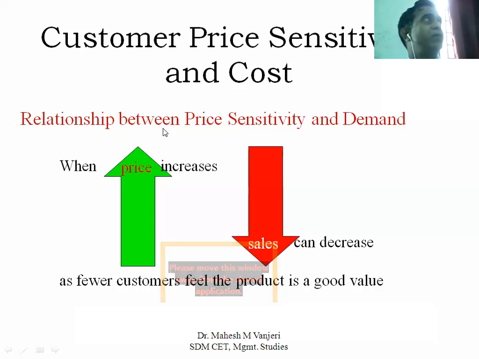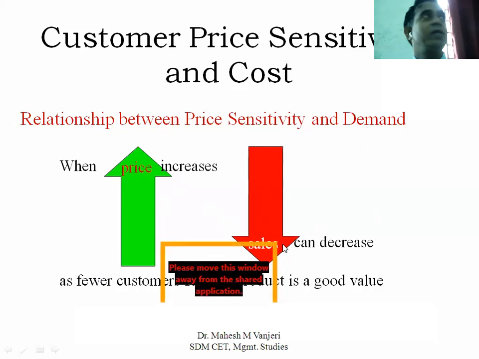So the relationship between price sensitivity and demand. The basic theory says when price increases, sales can decrease. Why do they use the word can? It is not true in all cases.